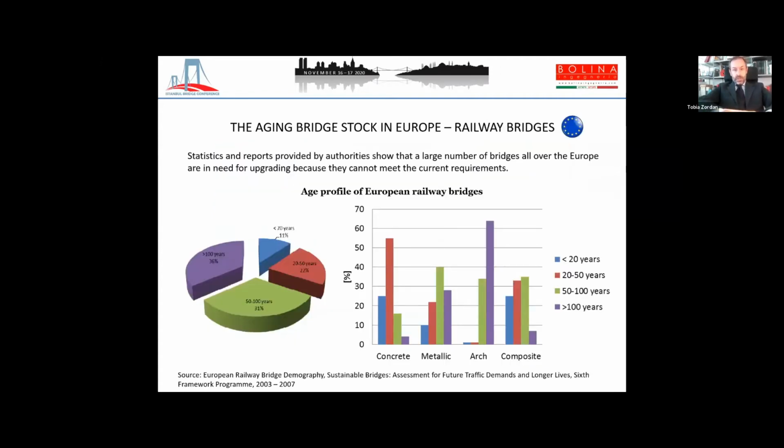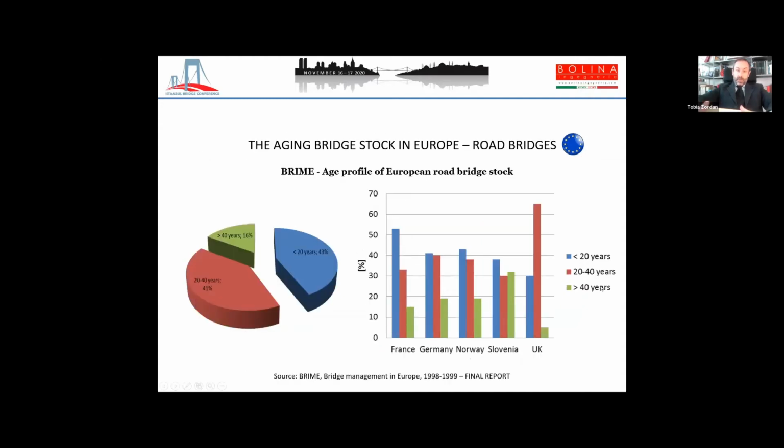There are data, of course. Italy is not the only European country facing this problem. We have statistics showing, for instance for railway bridges, the age profile of European bridges. If we consider bridges over 50 years old, we see that a very large majority, pretty much more than 50% of the European asset of railway bridges, is exceeding the design lifespan. But also for road bridges, Europe is displaying a situation which is somehow critical.